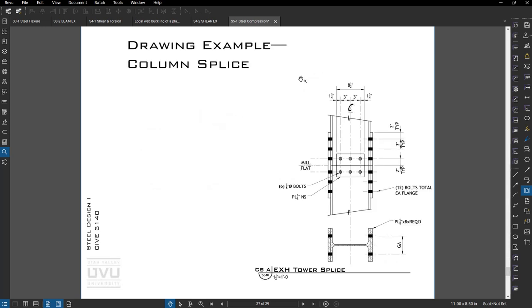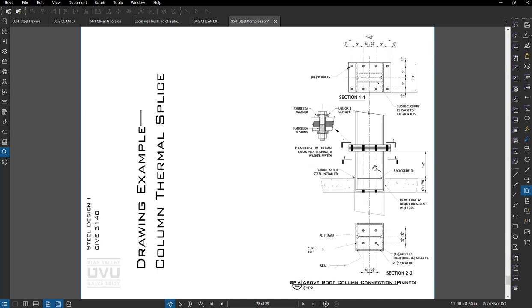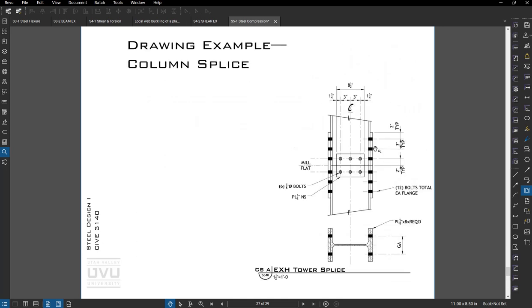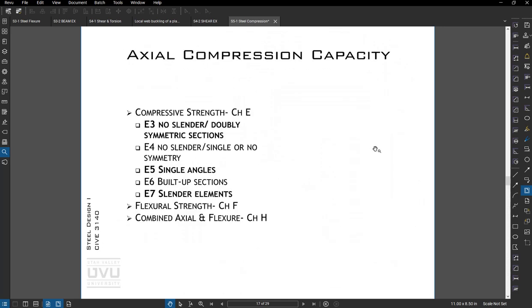Column splice, we're trying to mate the flanges together. And then here's a thermal column splice on kind of a funky project where above the roof there's this huge structure, and the owner wanted to limit the thermal conductivity into the structure from basically this thermal antenna. Okay, so that's that. We will talk more about this soon.